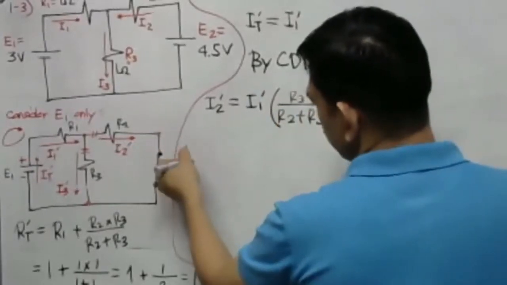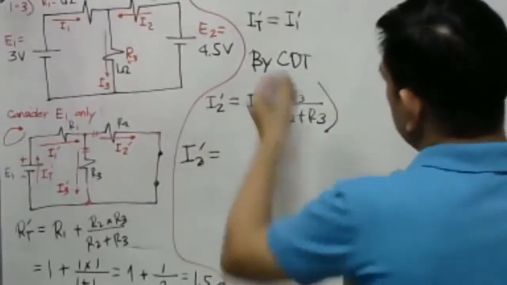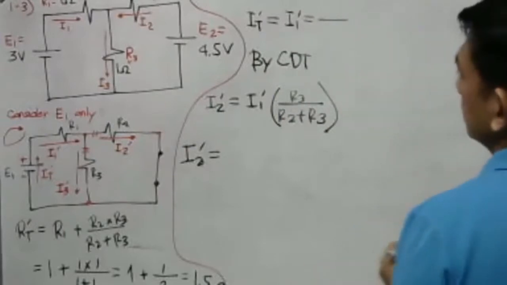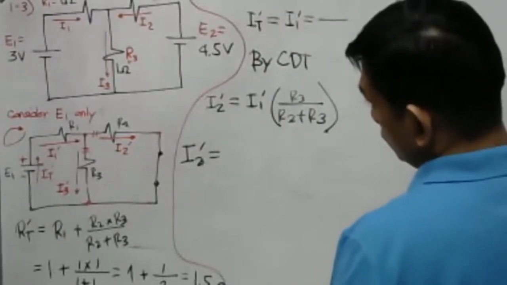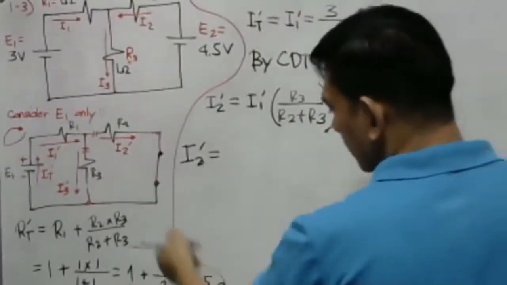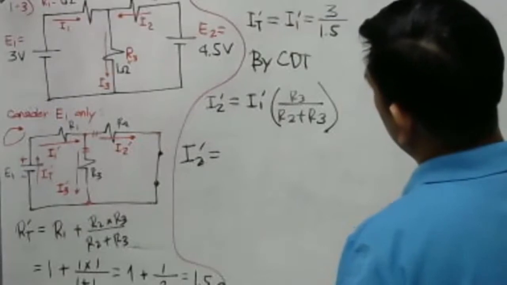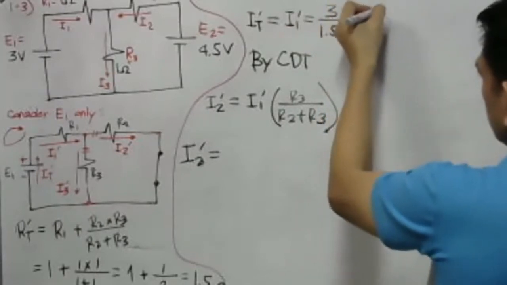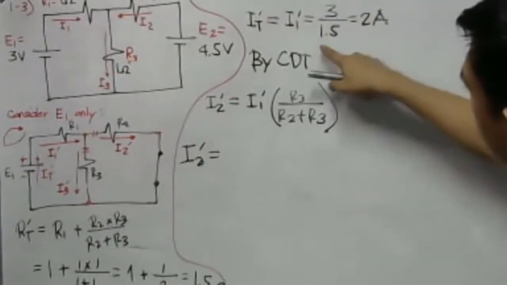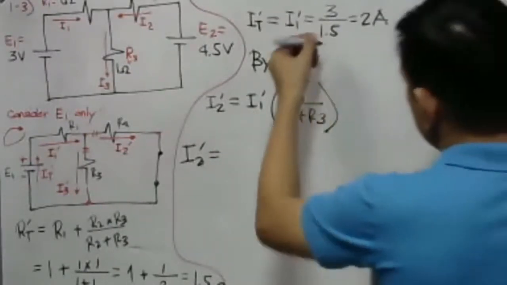By the way, what is our I total prime? I total prime is from our E sub 1. What is our E sub 1 equal to? Our E sub 1 is 3 volts. This is just Ohm's law. Then our R total prime is 1.5. So that is simply 3 divided by 1.5, which is 2 amperes. So we have here our I1 prime, 2 amperes.